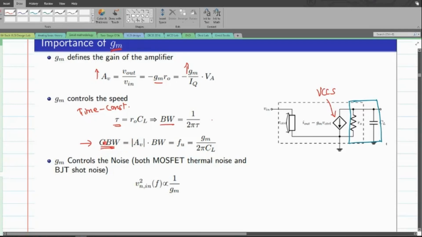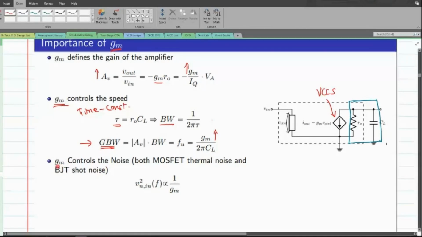Now we know that the gain bandwidth product is the product of the gain of the system times the bandwidth. When we multiply both these quantities, we end up having GM divided by 2 pi CL. Again, to have a very high speed circuit, I have to increase the value of this GM. Having a larger value of GM in turn speeds up the circuit.